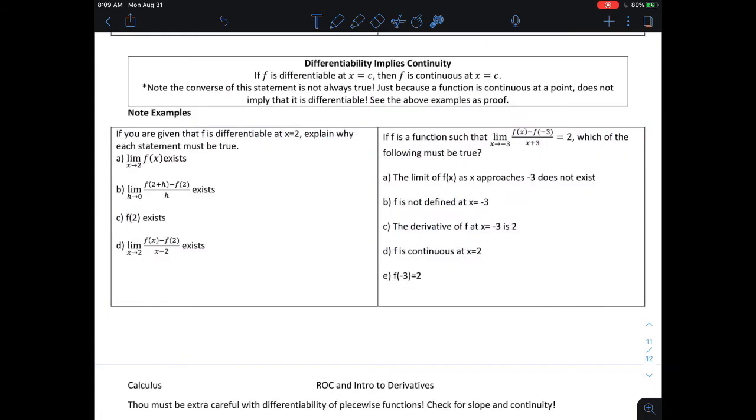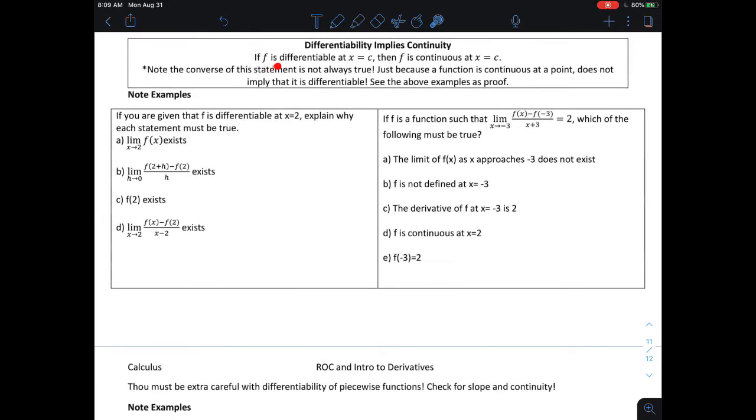So differentiability, and I hinted at this a little earlier in this video, implies that the function must be continuous. Differentiability is a slope limit, and in order for the function to have slope, it has to be defined and continuous at those x values. So if I'm given the fact that f is differentiable at a given x value, then f must be continuous at x equals c. However, the converse of that statement is not always true.